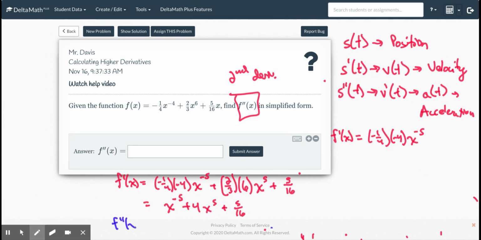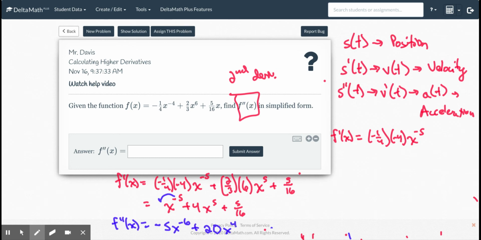So f double prime of x, we need to bring the -5 down in front. So -5x to the -6th. An easy mistake on that is to say -4th. But again, we're always subtracting a power, so it gets even smaller. So -5x to the -5th. 5 times 4 gives us 20, so plus 20x to the 4th power.